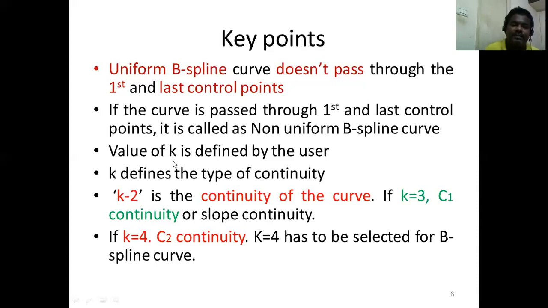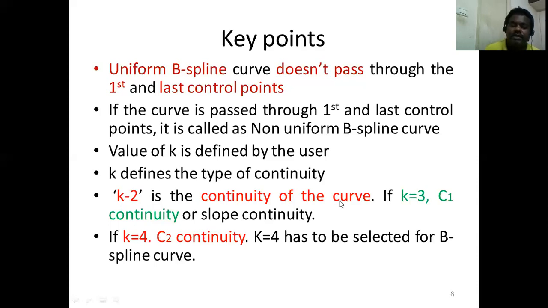the value of K. K defines the type of continuity. What is the type of continuity? We have seen it in the first class. C0 means position continuity. C1 means velocity or slope continuity. C2 is acceleration continuity. K minus 2 is the continuity of the curve.